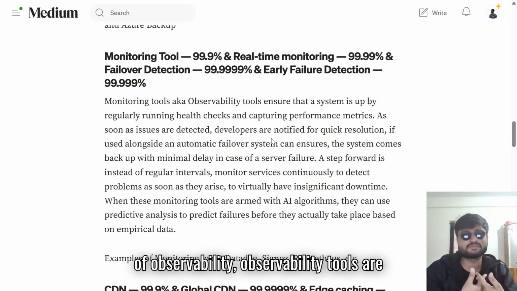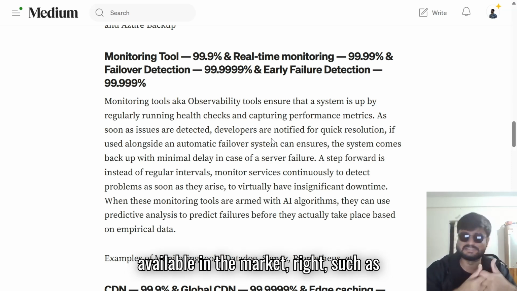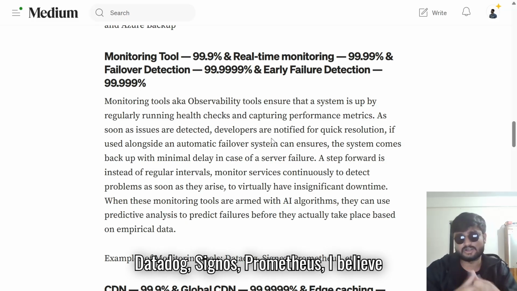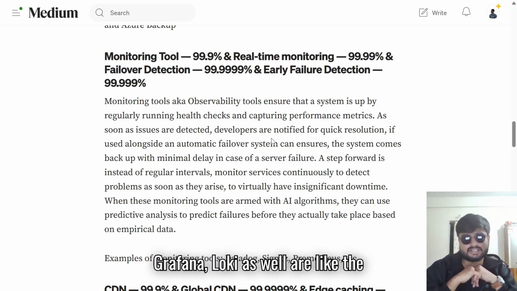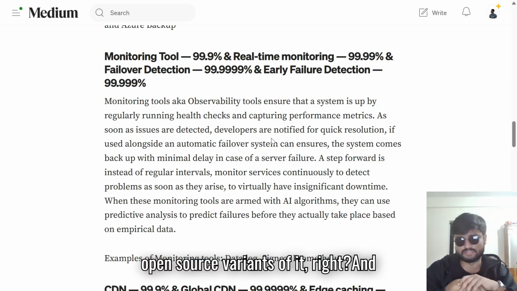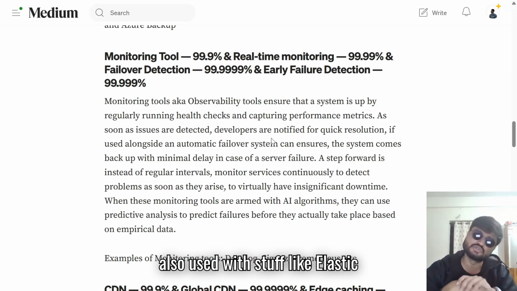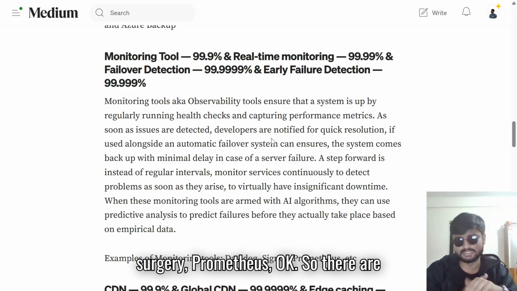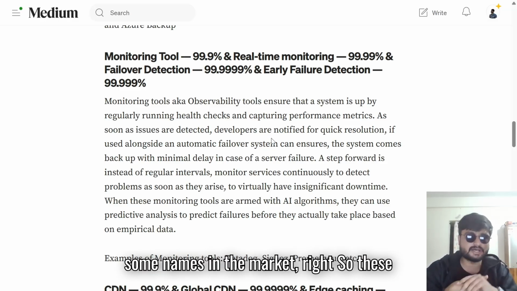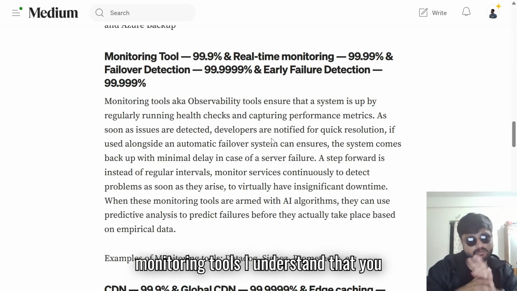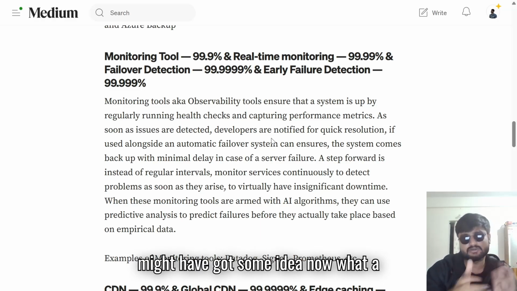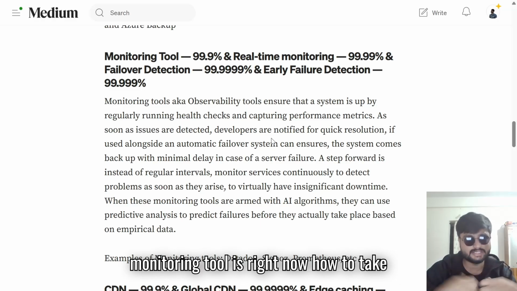A lot of observability tools are available in the market, such as Datadog, SigNoz, Prometheus. I believe Grafana and Loki as well are the open source variants of it, and they are used a lot of times. They are also used with stuff like Elasticsearch or Prometheus. So there are some names in the market. I understand that you might have gotten some idea now what a monitoring tool is.